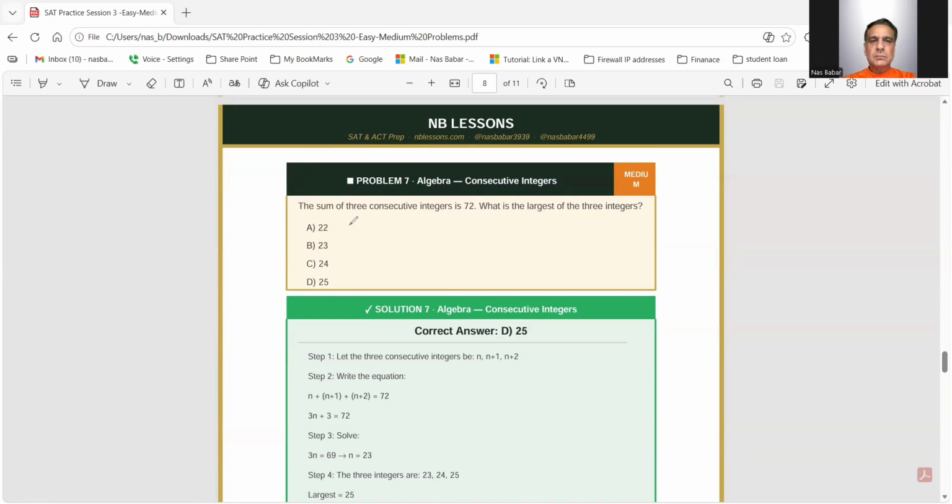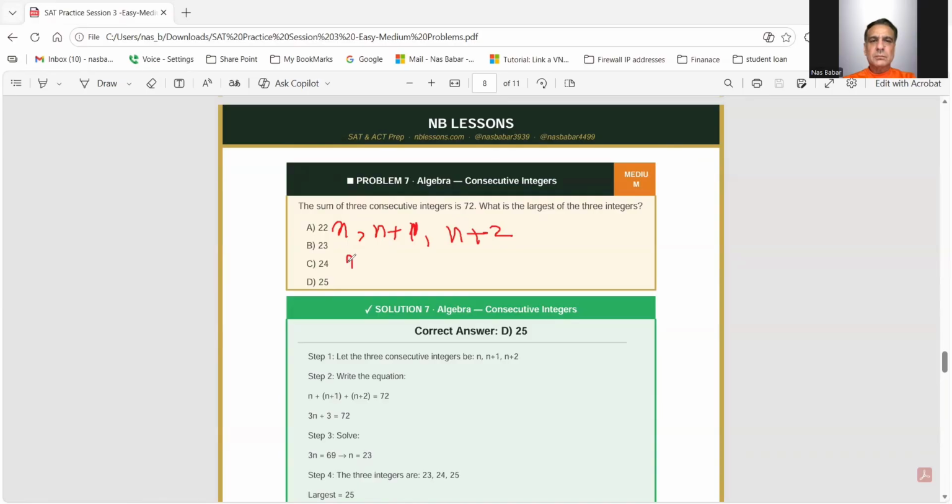So let's suppose the first number is n, okay? If the first number is n and the second number is consecutive, so the second number would be then n plus 1. What would be the third number? The third number would be n plus 2, right? So they want you to find what is the largest of the 3 integers. So basically, they've given the sum is 72.